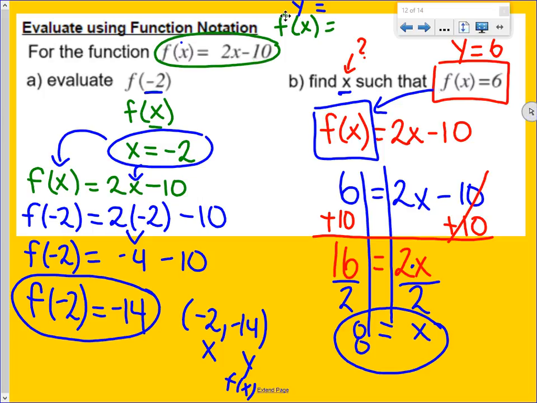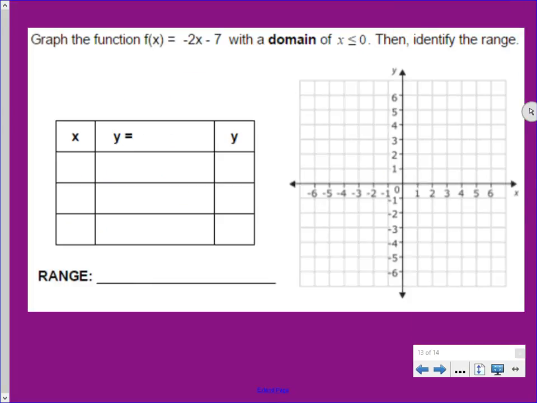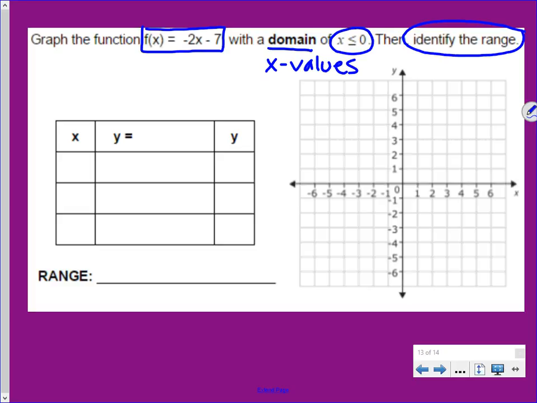Last piece is to graph a function with a given domain. So we want to graph the function f of x equals negative 2x minus 7 with a domain of x is less than or equal to 0. Domain means x values, so that means our x values have to be less than or equal to 0. Then we want to identify the range. Tell us what the range is. First off, we need to make our table. Fill in our table.